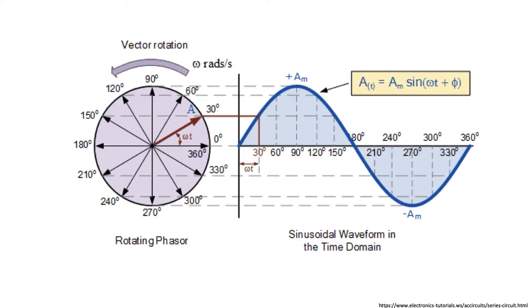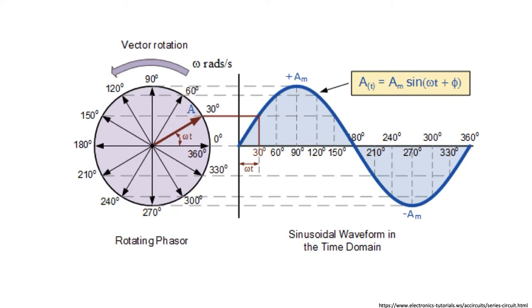Let's say we have a sinusoidal function of the form as shown, that is, a of t is equal to a sub m sine omega t plus phi, where a sub m is the amplitude of the sine function, omega is the angular frequency, and equal to 2 pi times the frequency, and phi is the phase angle. In the simplest case, when the phase angle is 0, the sinusoidal function is 0 at 0, 180, and 360 degrees, has positive maximum amplitude at 90 degrees and negative maximum amplitude at 270 degrees.